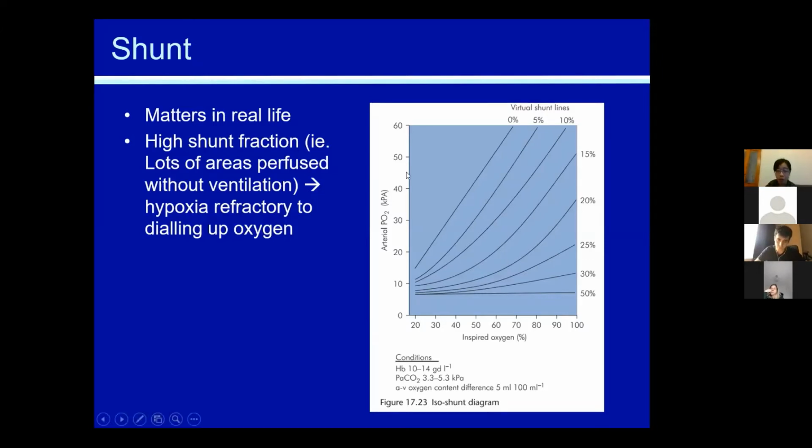that would be this. So this is the shunt graph. You've got inspired oxygen along the bottom, arterial oxygen on the side. If you've got 20% shunt in your circulation, then you can see you can increase your oxygen all you like, up to 100% oxygen, you'll still not get much of a PO2. Maybe these are our COVID patients, our ARDS patients. If they've got 50% shunt, you can give them 100% oxygen, you'll still get a PO2 of 7. We've all seen that. So that's why shunt matters in real life.